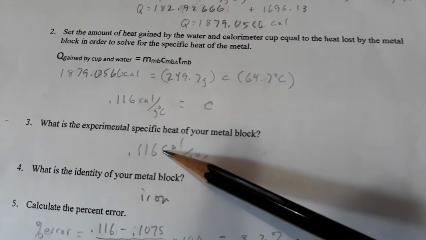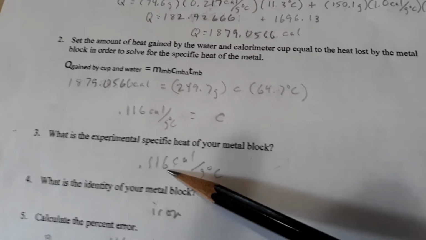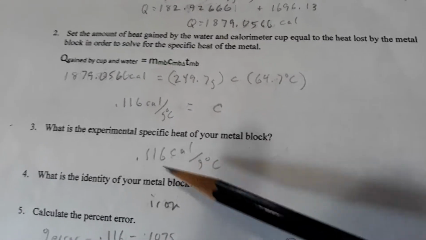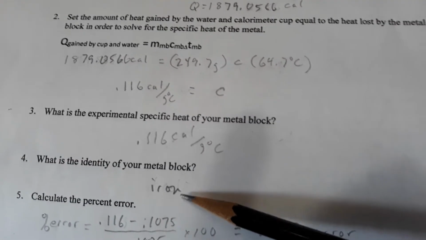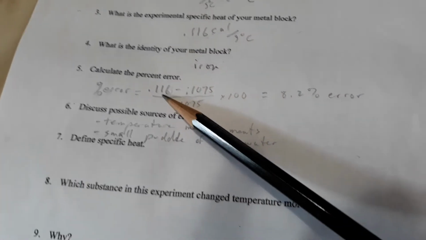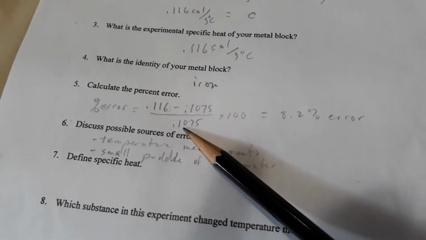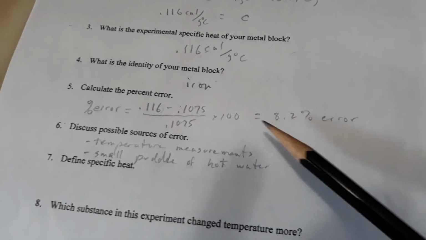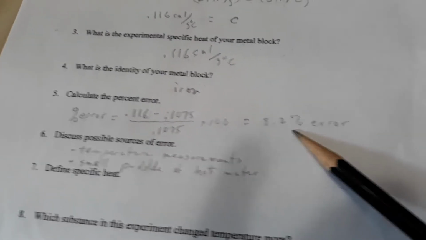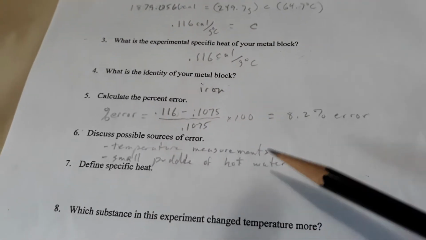The experimental value of the specific heat is the 0.116, and the metal block is made of iron. The accepted value of the specific heat for iron is 0.1075. So if we take our value minus that value, and divide it by the accepted value, and then multiply by 100, we get an 8.2% error, which isn't great, but given the fact I kind of rushed through the lab, I wanted to get the video done.